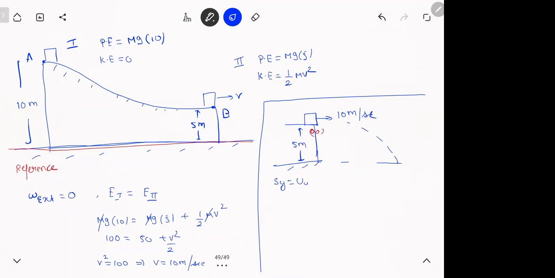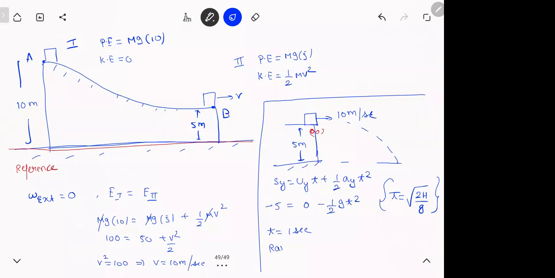Sy is uyt plus half at square. This is a general equation. What is the displacement? Minus 5. Why? Because you're going down vertically. What is vertical velocity? 0. Gravity is minus g. So we get time is equal to 1 second. This was the formula in case you don't remember, root 2h by g. This is valid only when you throw from a building horizontally, root 2h by g.